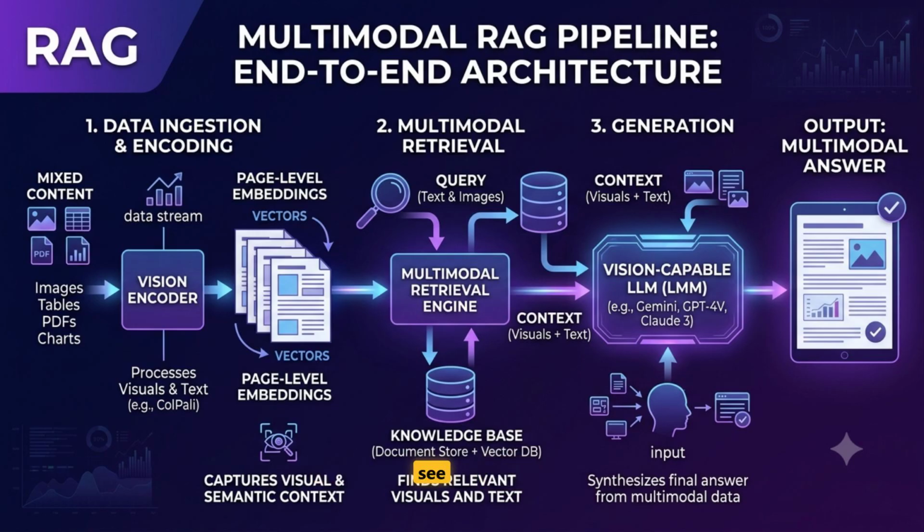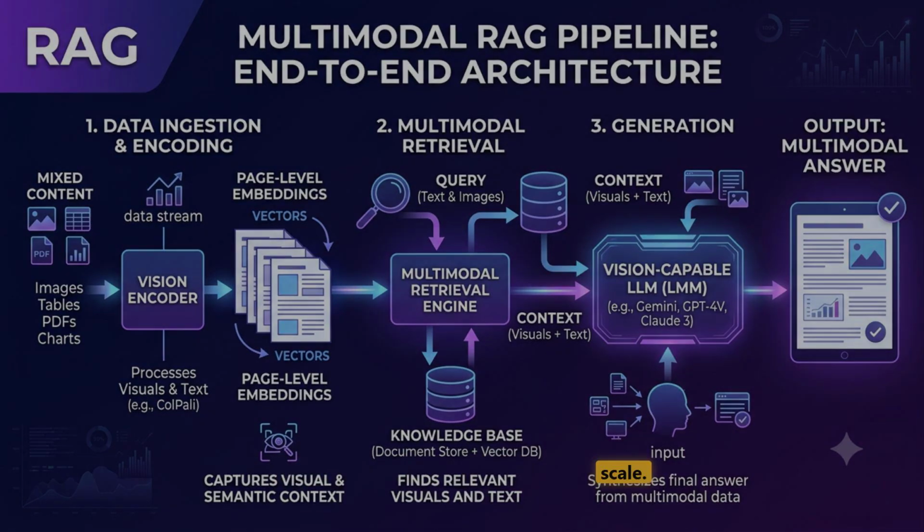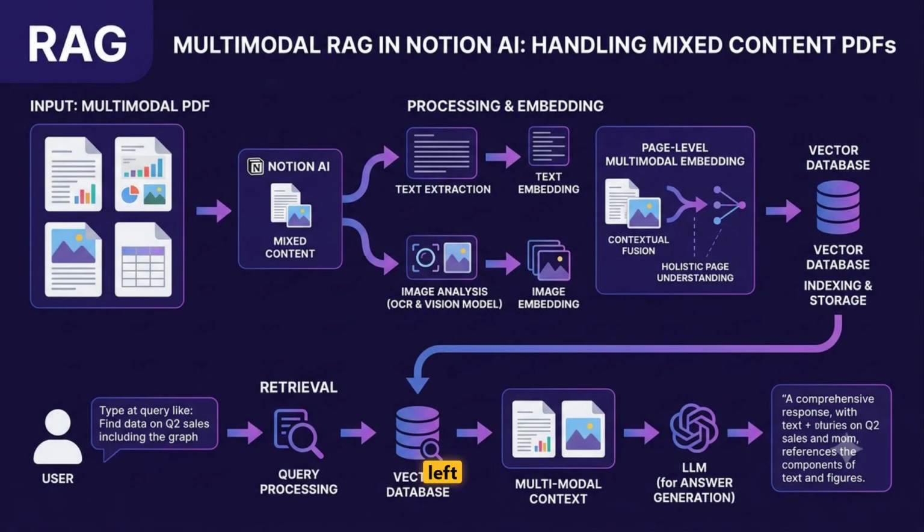Next, let us see exactly how a real production system implements this at scale. Look at the top left corner labeled Input Multimodal PDF to see how Notion AI handles raw user uploads containing mixed text, charts, and tables. Following the purple arrow to the center, the document splits into two parallel processing pipelines: text extraction for raw words and image analysis using vision models for visual assets.